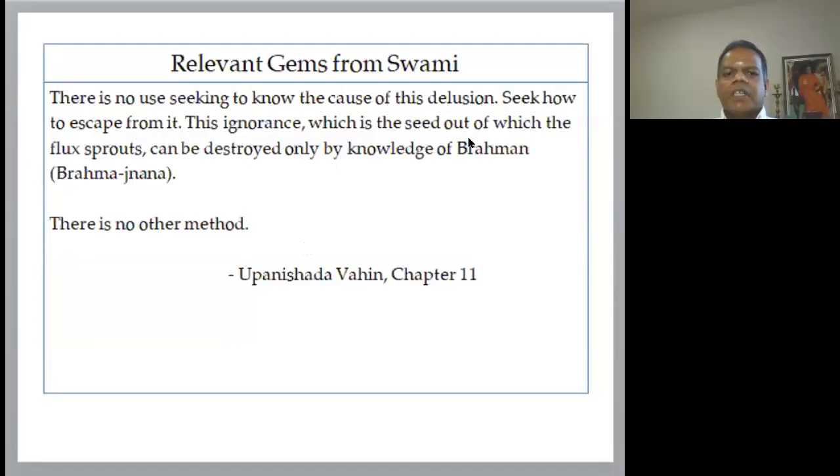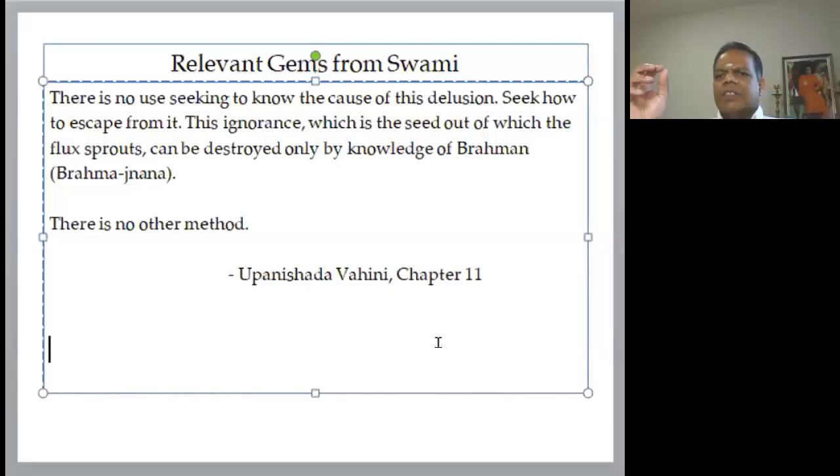This ignorance, which is the seed out of which the flux sprouts, can be destroyed only by knowledge of Brahman, Brahma Jnana. There's no other method. So actually it's from the Upanishad Vahini. The Upanishad Vahini, chapter 11, deals with Taittiriya Upanishad. Swami has touched on all the major Upanishads in the Upanishad Vahini. In a gist, Swami has given the essence of those Upanishads. So Taittiriya Upanishad was covered in the 11th chapter of Upanishad Vahini.